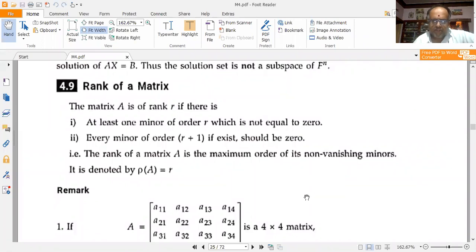Hi friends, welcome to another video lecture of this present module. Now we shall go for looking into the concept of the rank of a matrix, also called the matrix rank.